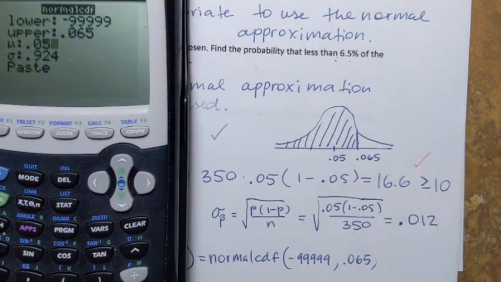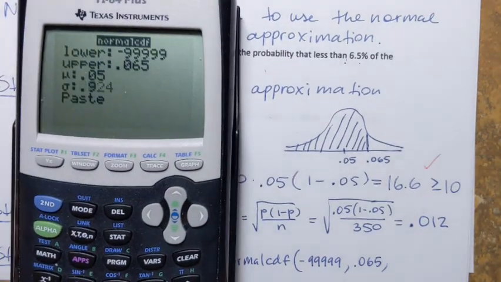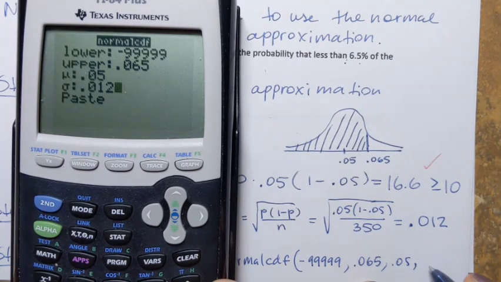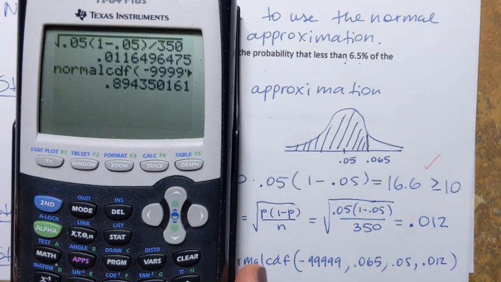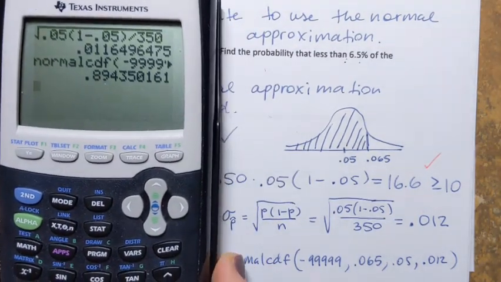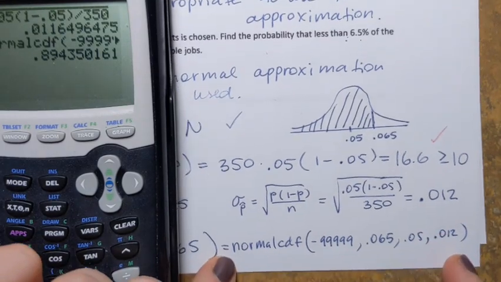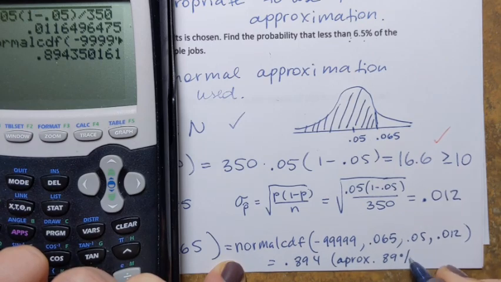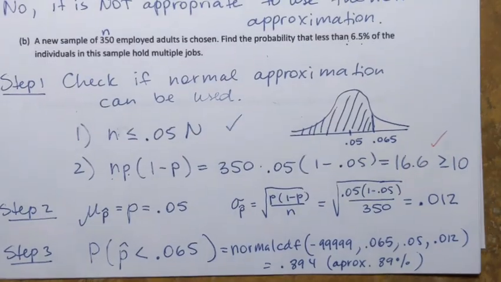Now mean is right here from step 2, 0.05. That's the same as population proportion, and standard deviation we calculated using the formula, and that is 0.012. So 0.05, comma 0.012. Pressing enter a few times, and that's the answer I'm getting. 0.894. Let me just put it over here. That's 0.894, which is approximately 89%.